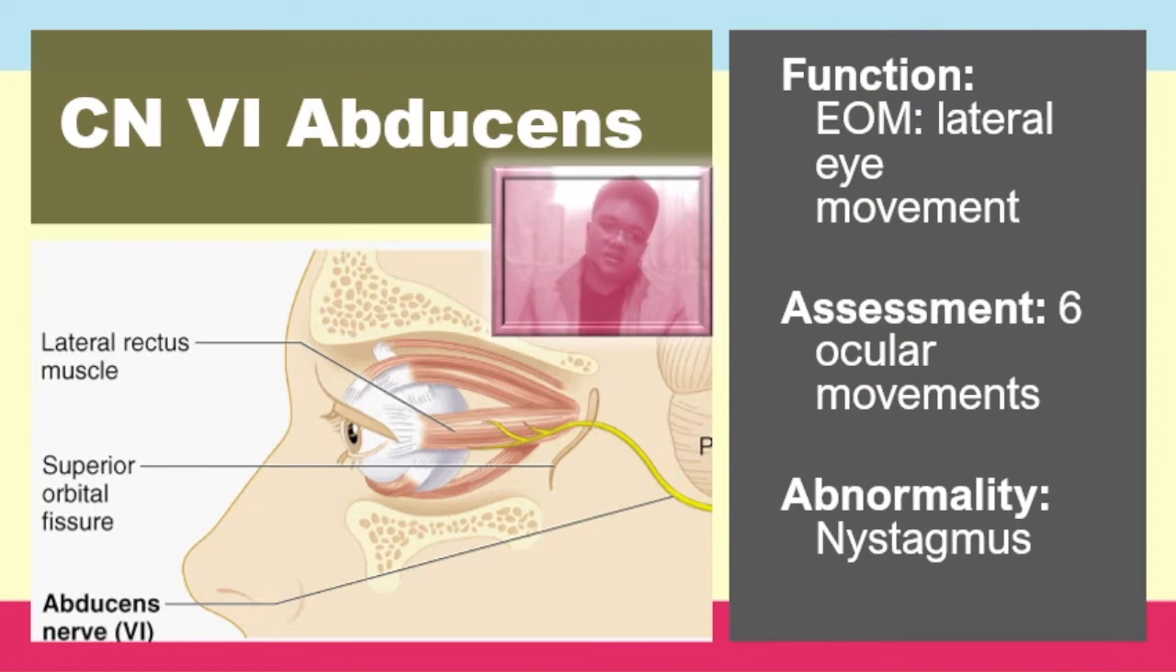Then you have your cranial nerve number 6. Your cranial nerve number 6 is also known as abducens. So class, your cranial nerve number 6 is still on movement, so extraocular movement, the lateral eye movement to be specific. So assessment findings will be assessment of your 6 ocular movements. Abnormality of this cranial nerve would manifest as nystagmus for the patient.